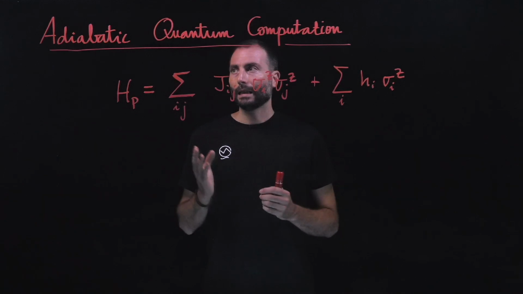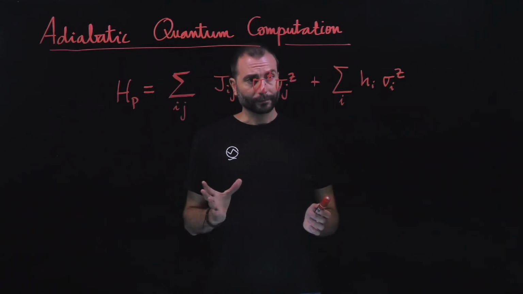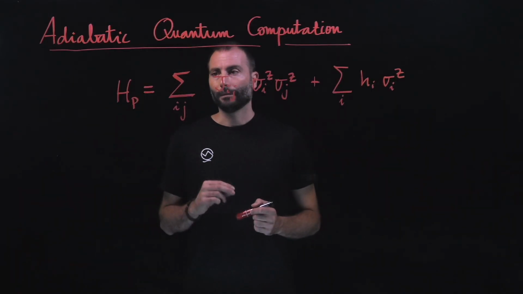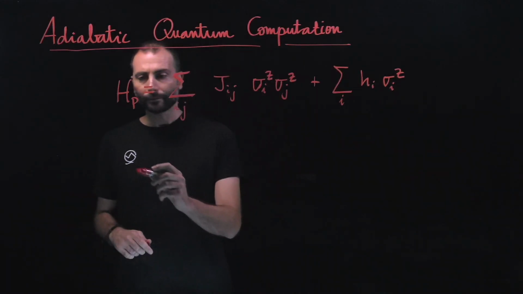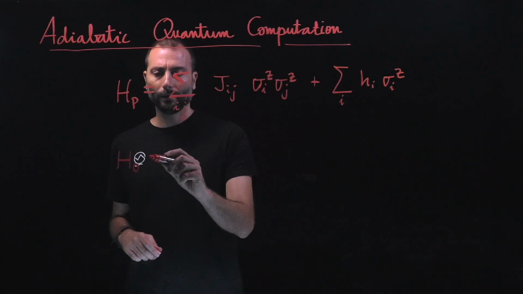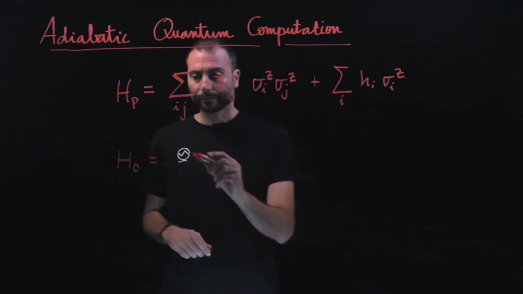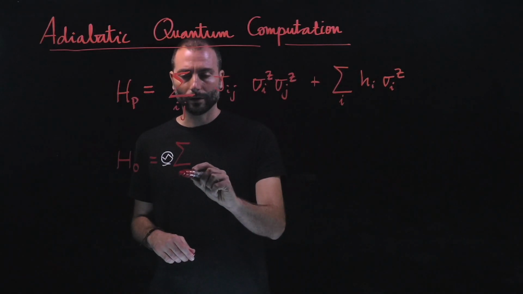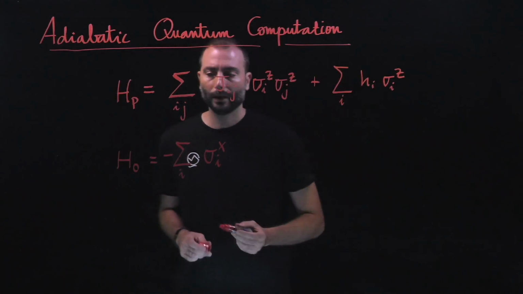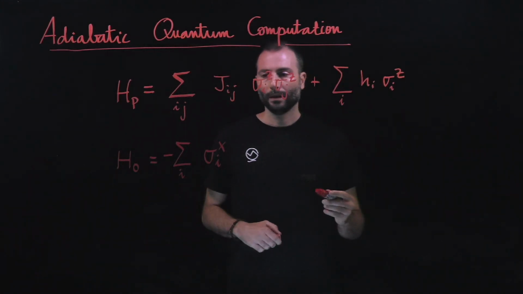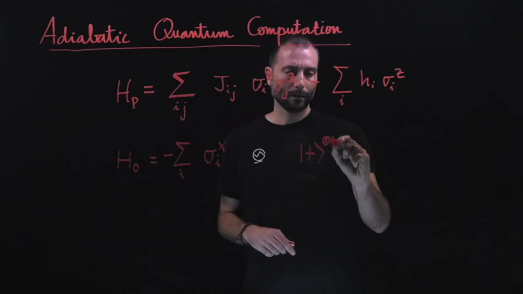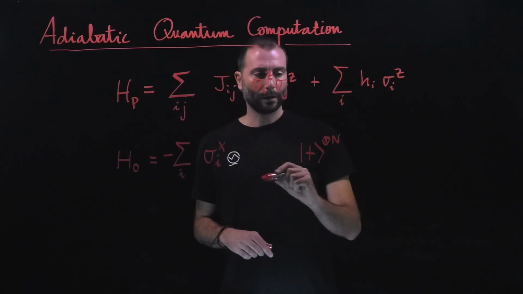So the idea of adiabatic quantum computation is different and relies on exploiting the adiabatic theorem. Let me start from the beginning. We will have a mixing Hamiltonian that we call H0, a Hamiltonian very easy to prepare. It is this one here. This Hamiltonian has a ground state that is the following. The ground state of this Hamiltonian.